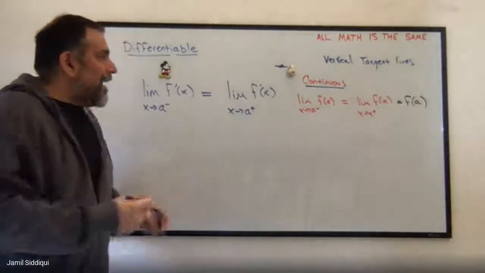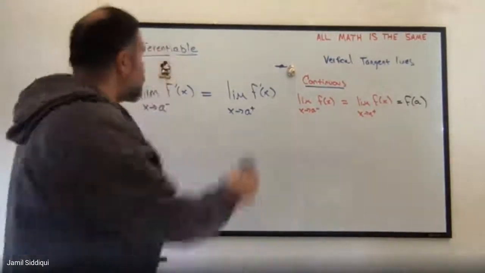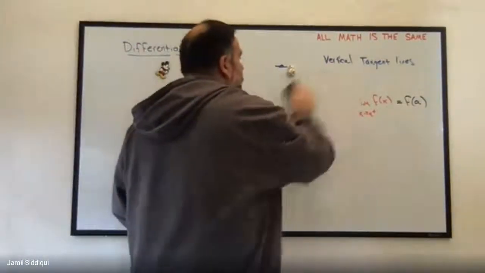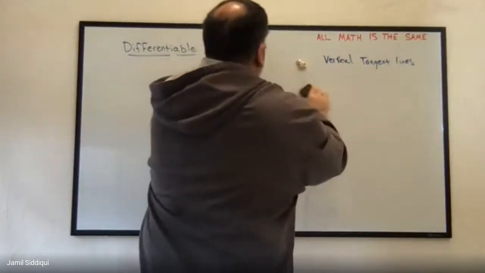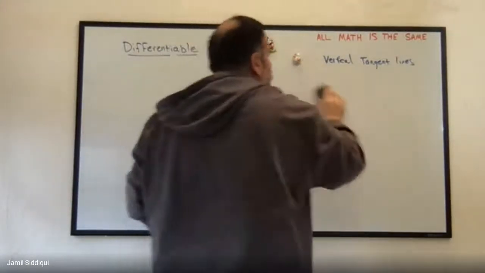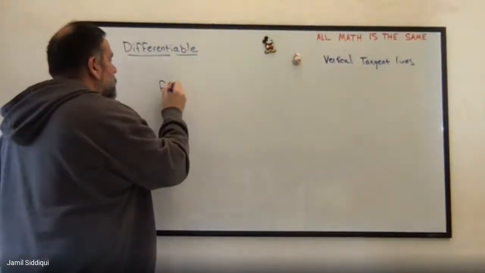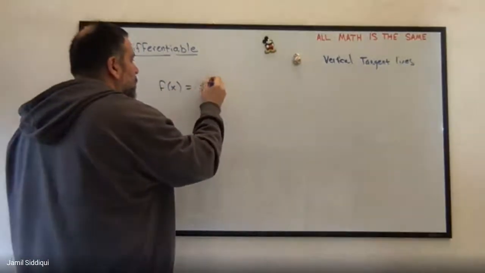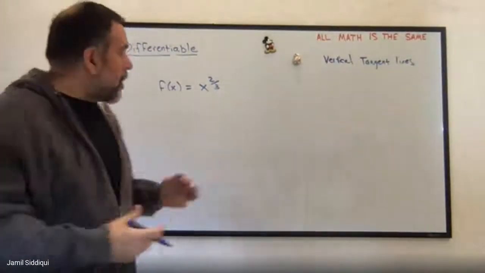So let's take these ideas and put them into practice. Let's look at a couple of examples. The first example we're going to look at is kind of a straightforward one, and that's going to be f of x equals x to the 2/3. Now, this is going to be more of an analytical kind of problem. We're going to work it out using our math symbols.